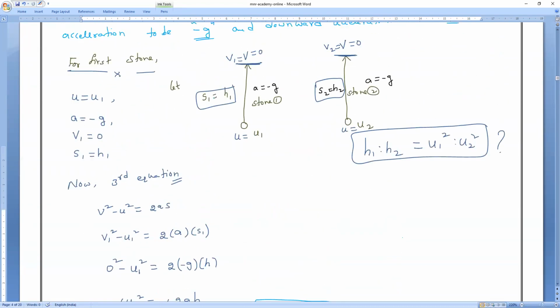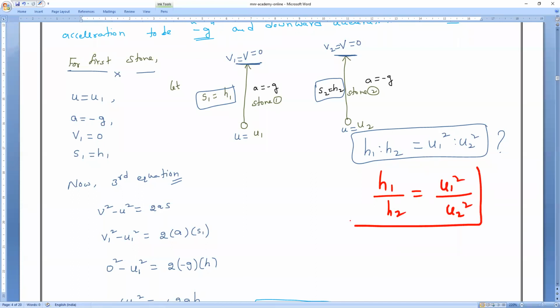Now what is our required thing? What we have to prove, everybody? h1 divided by h2 is equal to u1 square divided by u2 square. This is what we have to prove. Is it right or wrong? Yes, ratio means that only.